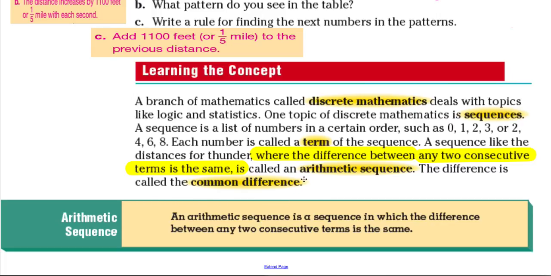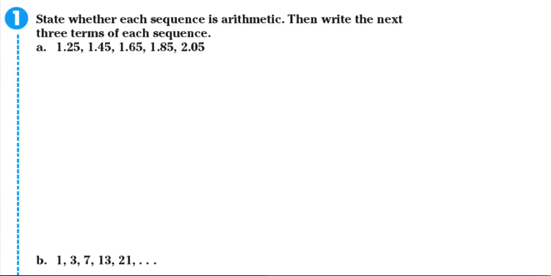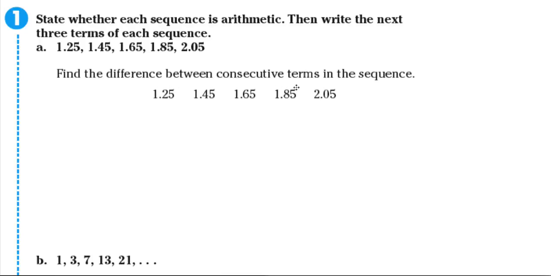Let's take a look at example number 1 and see how this works. Example number 1: state whether each sequence is arithmetic, then write the next 3 terms for each sequence. We examine 1.25, 1.45, 1.65, 1.85, and 2.05. First things first, find the difference between the consecutive terms in the sequence. 1.45 minus 1.25, 1.65 minus 1.45, 1.85 minus 1.65, and 2.05 minus 1.85. That difference would be 0.2.